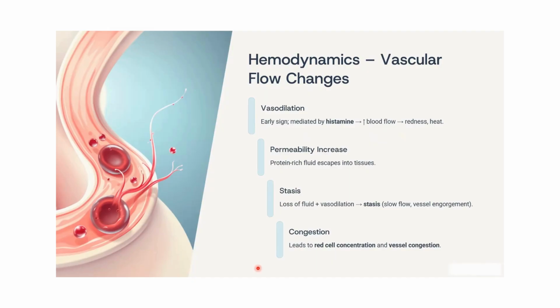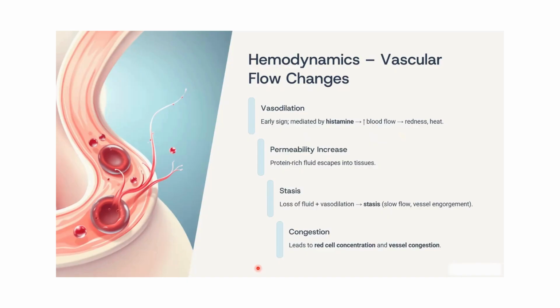Right, but here's a really interesting consequence. As fluid leaves the vessels, and the vessels are wider, the blood flow actually slows down. It gets sluggish. This is called stasis. The red blood cells get more concentrated, the vessels get congested, kind of like a traffic jam. And this stasis, this congestion, also really contributes to the redness and warmth you see. So it's not just faster flow making it red, it's also slower, backed up flow. That's counterintuitive. It is a bit, but it's crucial. Slowing the flow helps those leukocytes stick to the vessel walls and get out where they need to be.